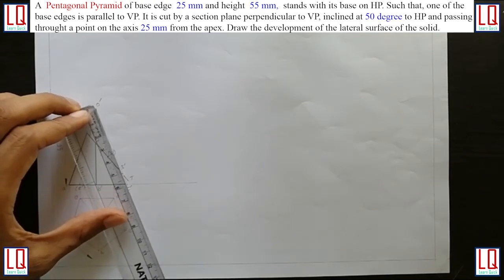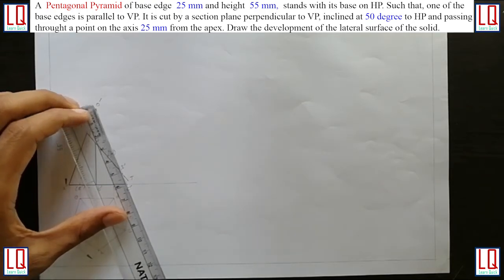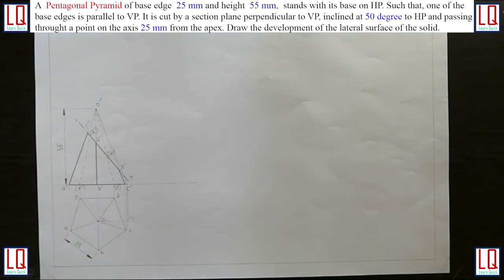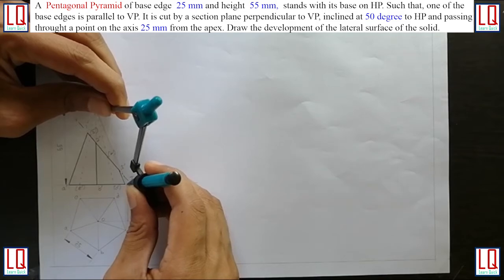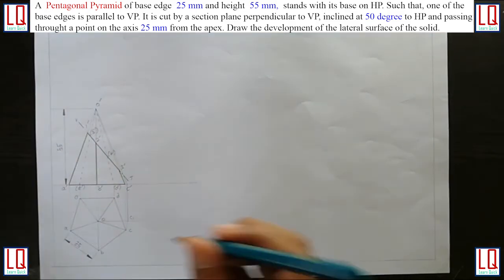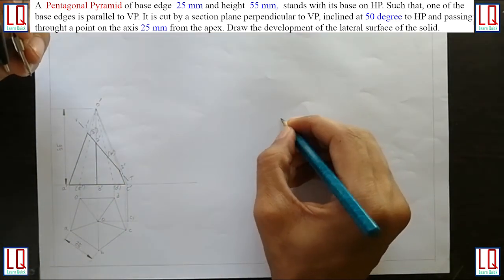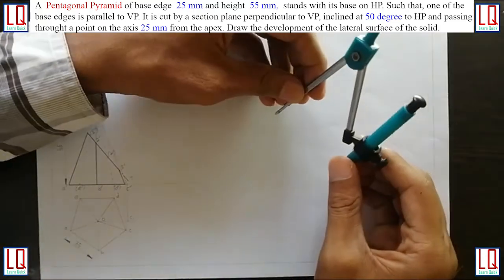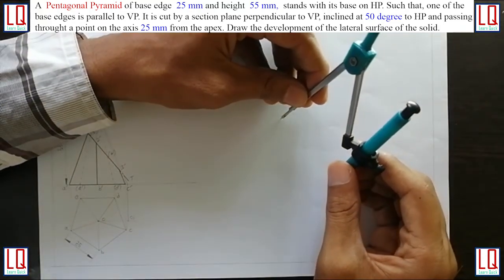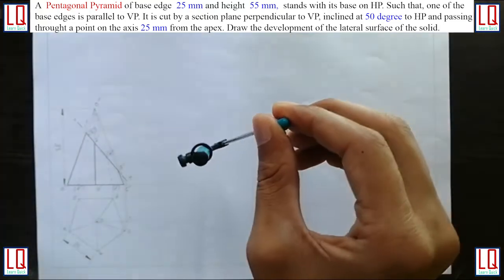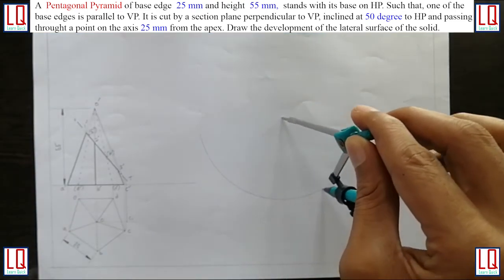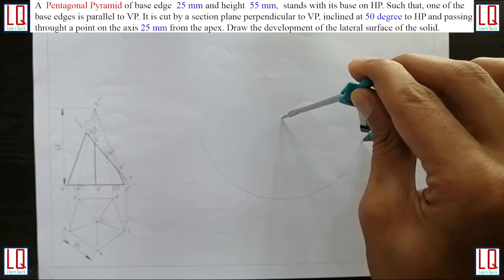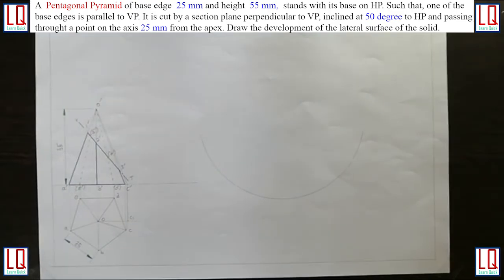Now we are going to measure this O dash C dash. If I measure, the length is 60 mm. I am going to measure this 60 mm, and take a point here, and then make an arc. The arc need not be dark, make it light.